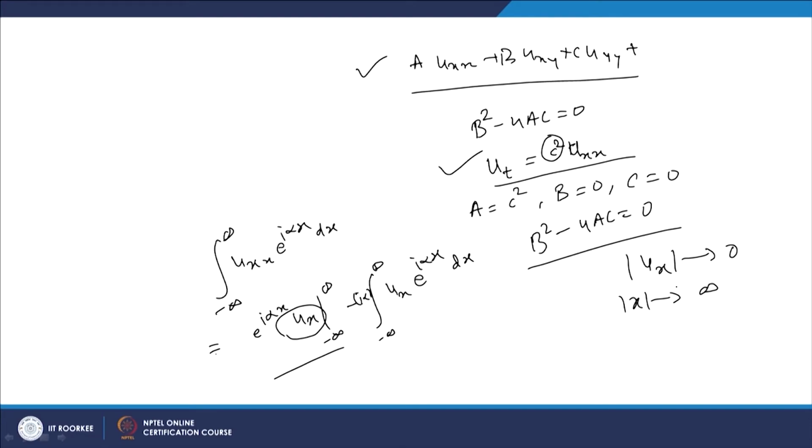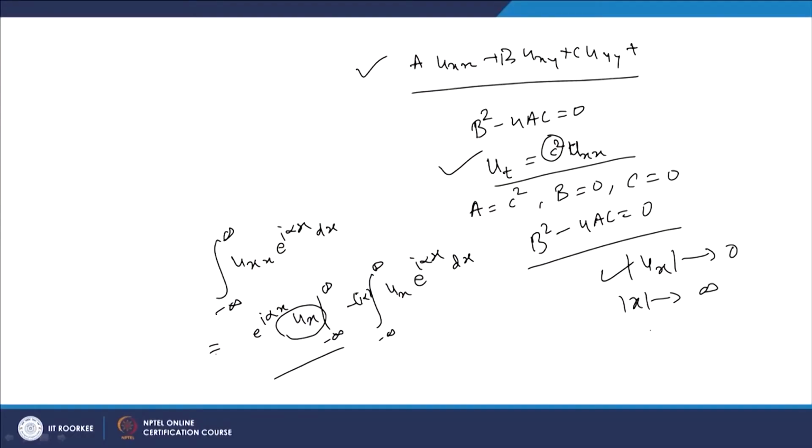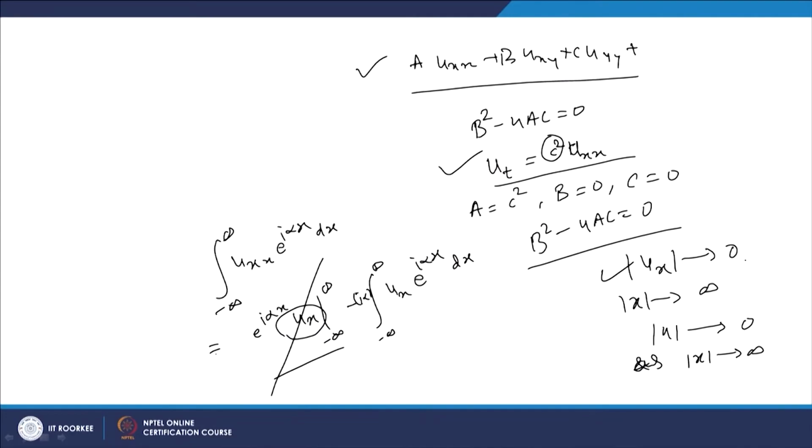So here u_x is tending to 0 as mod of x tends to infinity. Using this boundary condition, that at infinite length the temperature distribution is going to be 0, not only u_x but u is also tending to 0 as mod of x tends to infinity. So these are the physical conditions we are applying on this infinite rod case. Using these, this part is simply gone. So I can write this as minus i alpha times the integral from minus infinity to infinity of u_x e to the power i alpha x dx.